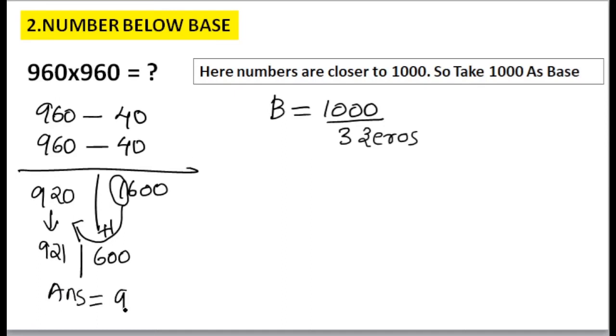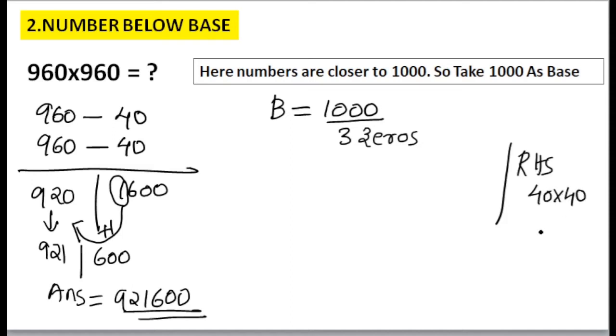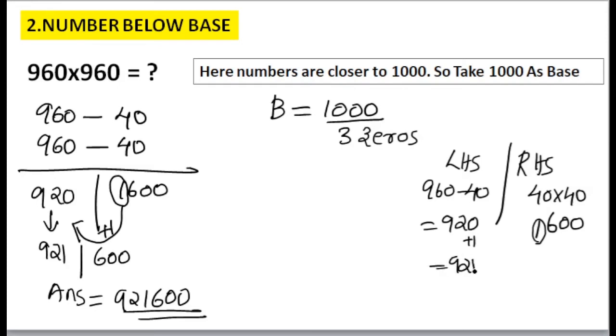So your answer will be 921600. Here you know RHS is 40 into 40, that is 1600, but 1 will be carried over. Then the LHS will be 960 minus 40, equal to 920. Then plus 1 is equal to 921. The remaining 1 will be carried over to here.